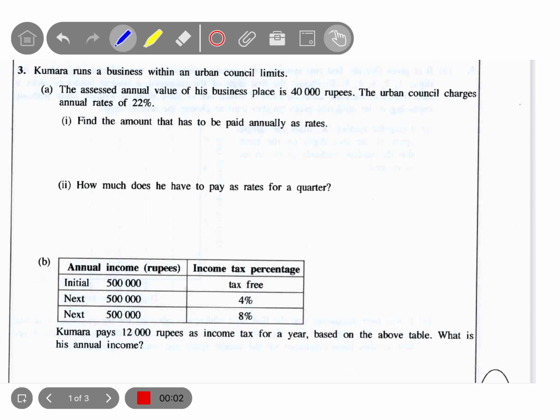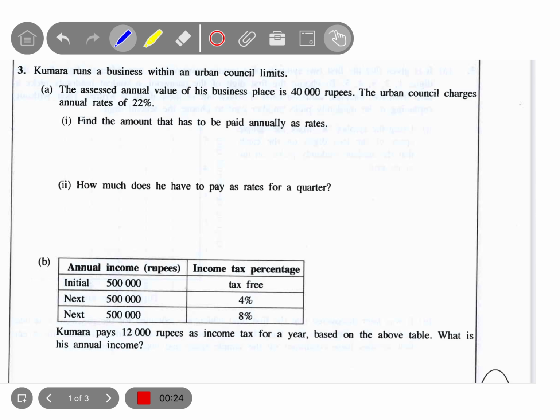Third question. Kumara runs a business within an urban council limits. The assessed annual value of his business place is 40,000 rupees. The urban council charges annual rates of 22%. Okay. Then the first question is to find the amount that has to be paid annually as rates.